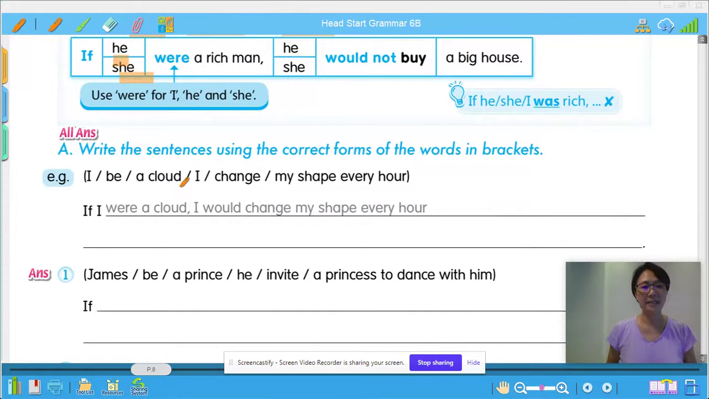Let's take a look at the example sentence. Here, some words are given to you. I, be, that is the verb to be, so please don't write I be, okay? You need to change be into were. I, verb to be, a cloud. I change will become I change my shape every hour. So it's pretty straightforward, and don't forget your comma.